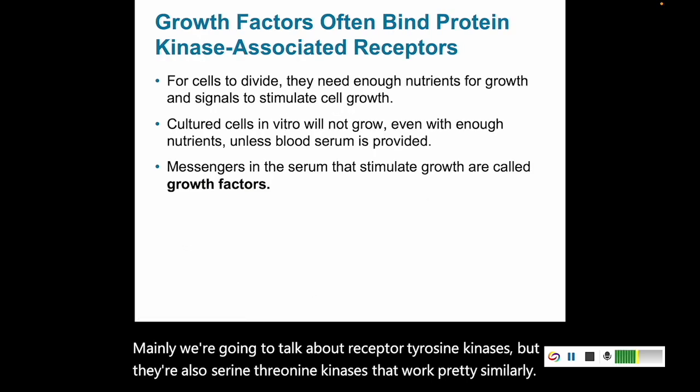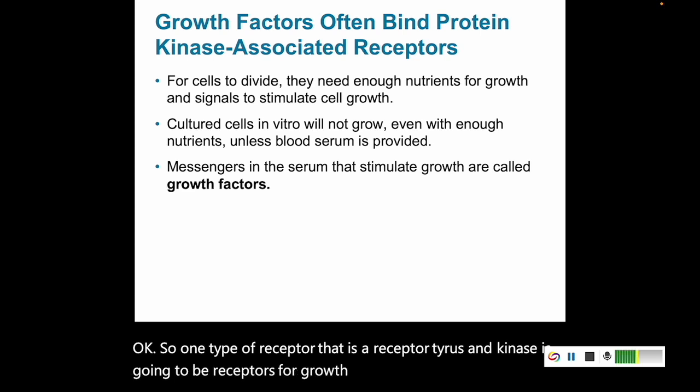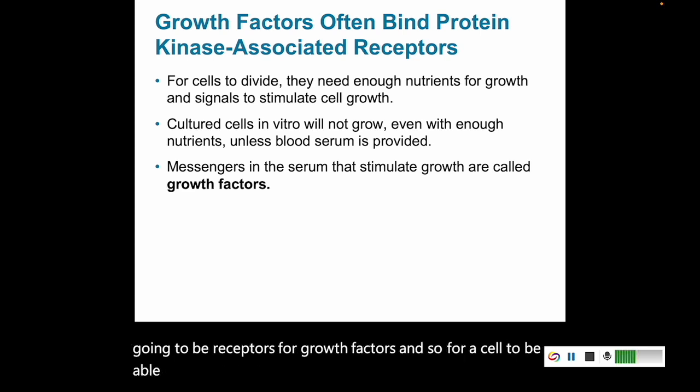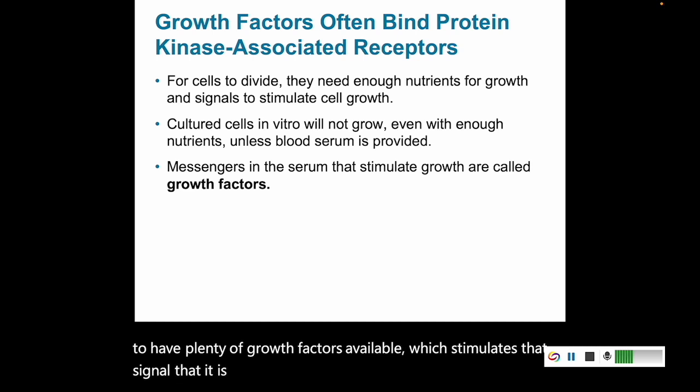Okay, so one type of receptor that is a receptor tyrosine kinase is going to be receptors for growth factors. And so for a cell to be able to grow, not only does it need enough nutrients, it also needs to have plenty of growth factors available, which stimulates that signal that it is time for that cell to grow.